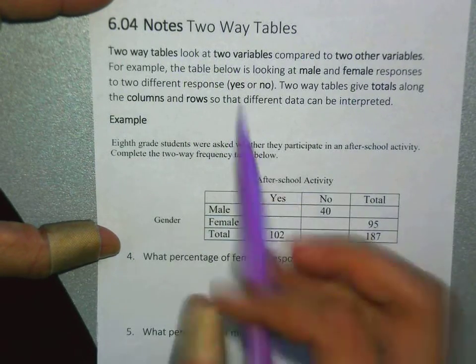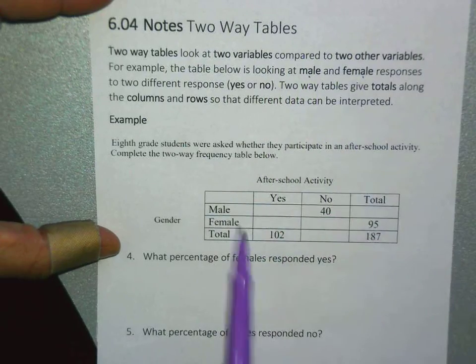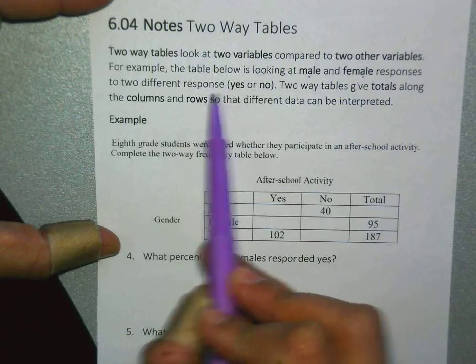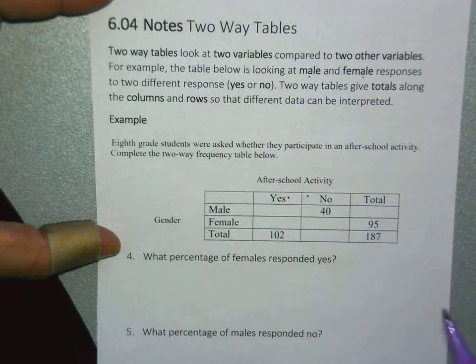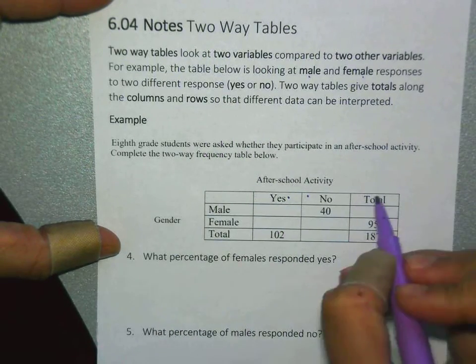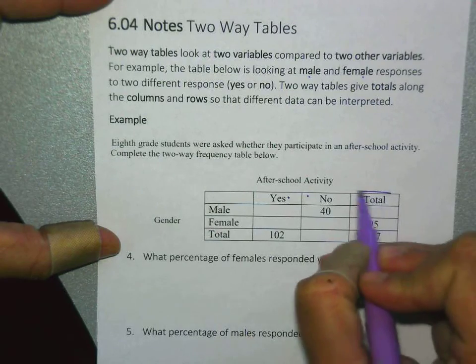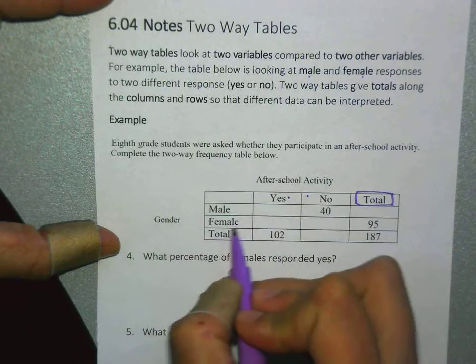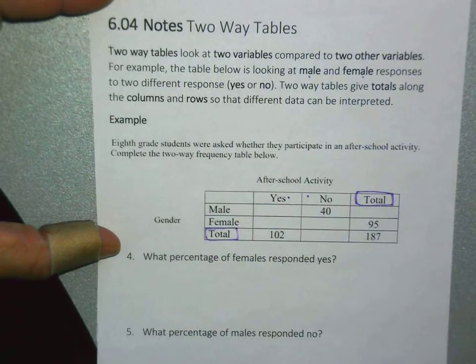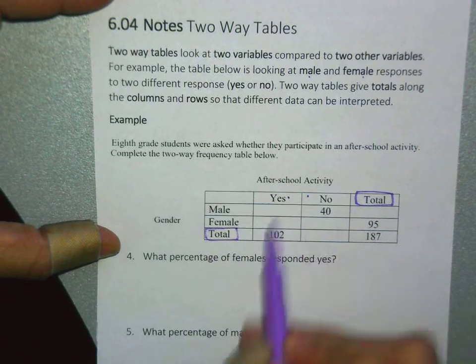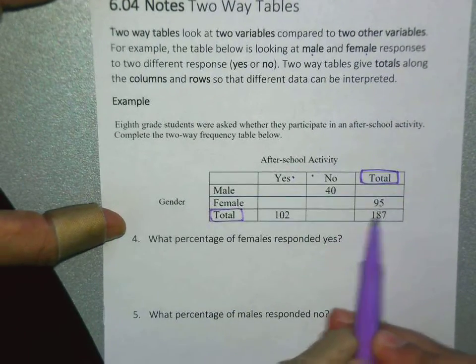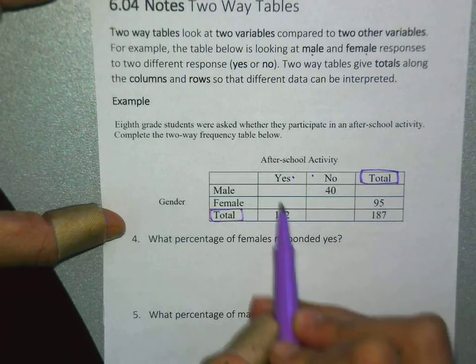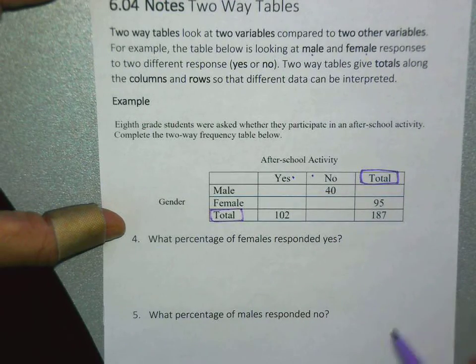For example, the table below is looking at male and female. You'll see that here. Responses to two different responses, yes or no, which are here and here. Two-way tables give totals along the columns. So here are the column. This is one column with totals, and rows. Two-way tables are really fun because you can work backwards like this one from the numbers given to figure out all of the missing numbers.